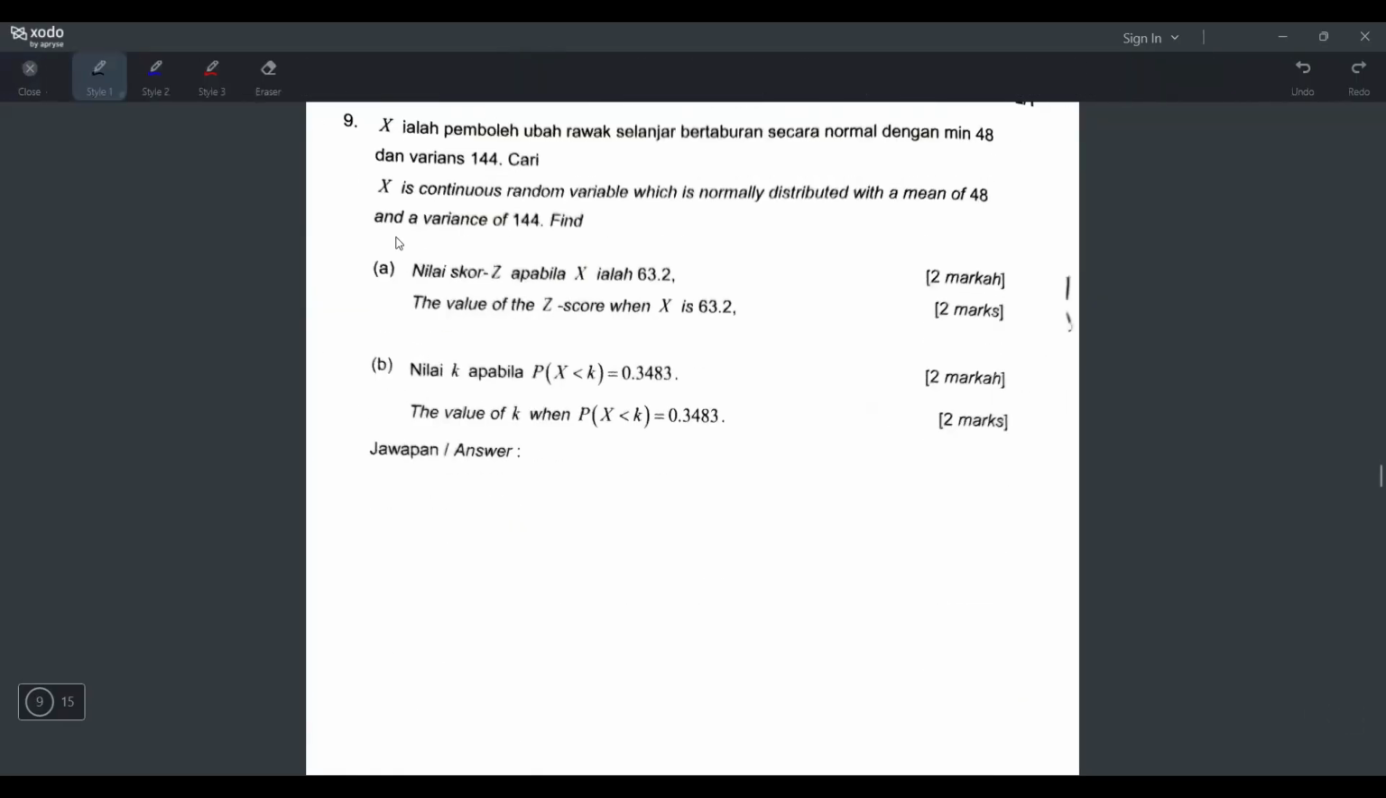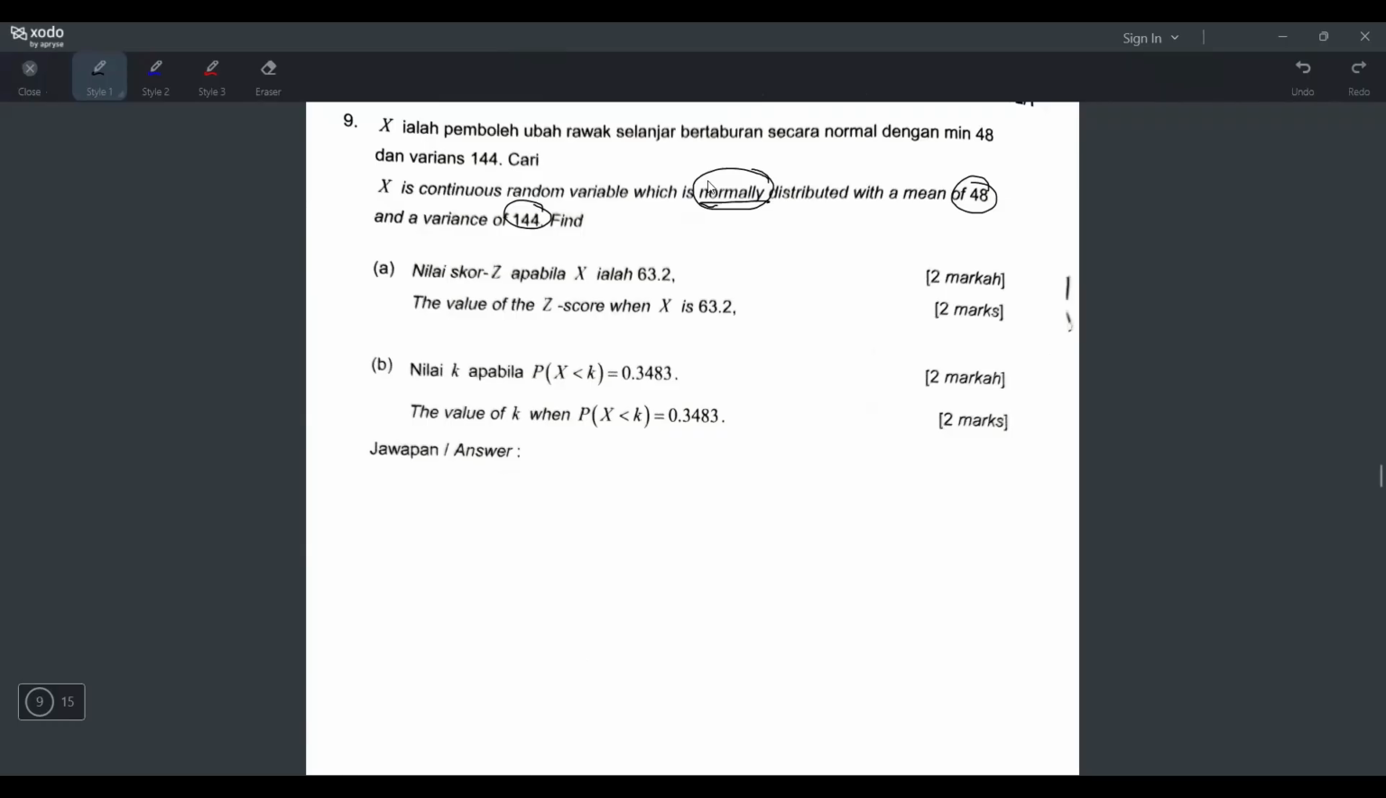All right, let's do number 9. X is a continuous random variable which is normally distributed with a mean of 48 and variance 144. When you see the word normally, it means this is a normal distribution question and you need to use the Z value table. You need to use the Z score table to do this question, right?